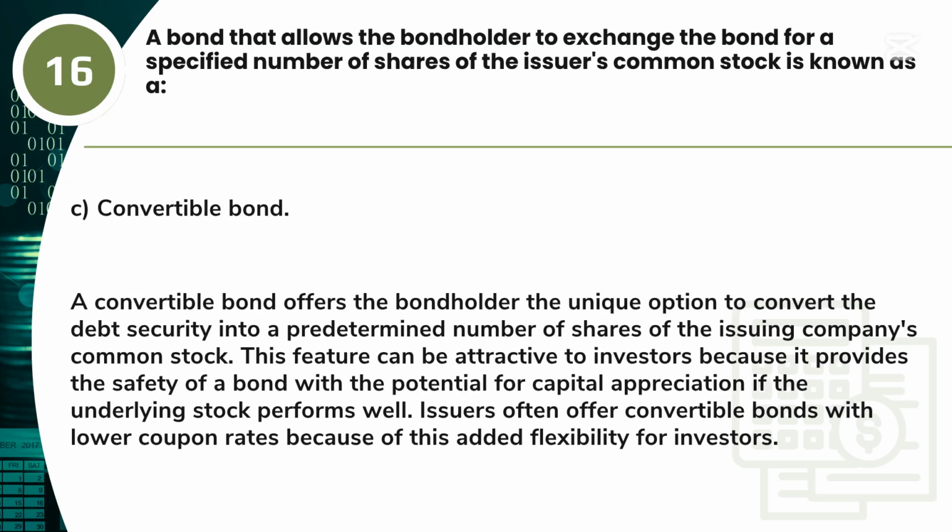Answer: C. Convertible bond. A convertible bond offers the bondholder the unique option to convert the debt security into a predetermined number of shares of the issuing company's common stock. This feature can be attractive to investors because it provides the safety of a bond with the potential for capital appreciation if the underlying stock performs well. Issuers often offer convertible bonds with lower coupon rates because of this added flexibility for investors.